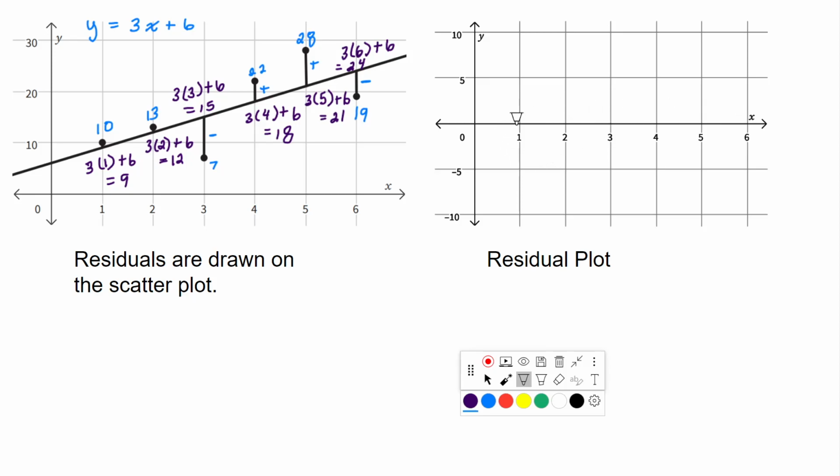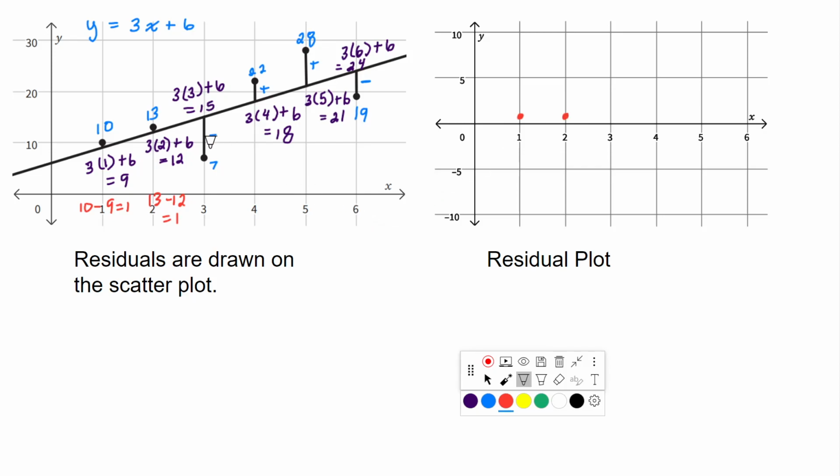So at 1, that difference between 10 and 9, 10 subtract 9 is 1. So at 1, my residual is 1. At 2, my residual is 13 minus 12, which is also 1. So at 2, we have our residual at 1.